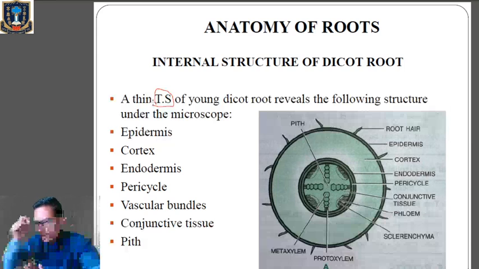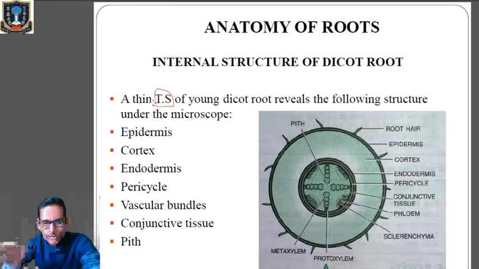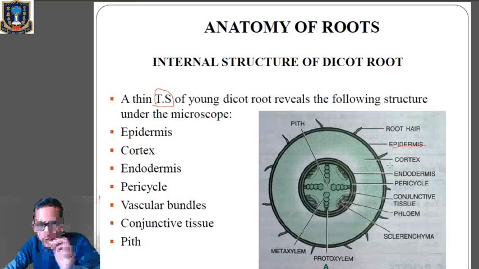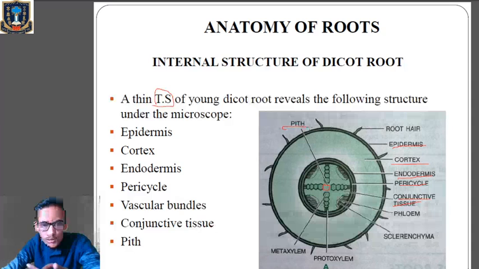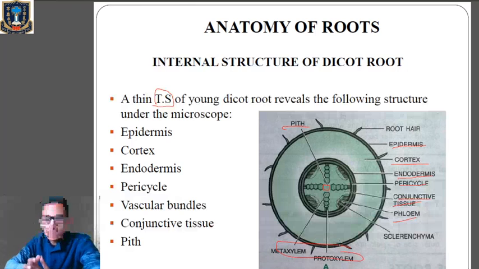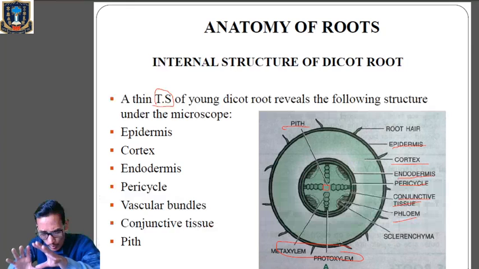So when we study a dicot root transverse section under the microscope, we will see the presence of epidermis, cortex, endodermis, pericycle, and conjunctive tissues. Then we will see the presence of pith also, this particular space over here, which is well developed in case of monocot root compared to dicot. Then we will see the presence of vascular bundles, that's mainly the phloem and the xylem. Here you can see the presence of metaxylem and protoxylem, so these are the two types of xylem. Clear? So these are the structures that we see when we look at the transverse section of a dicot root under the microscope. Now we will describe each and every one.